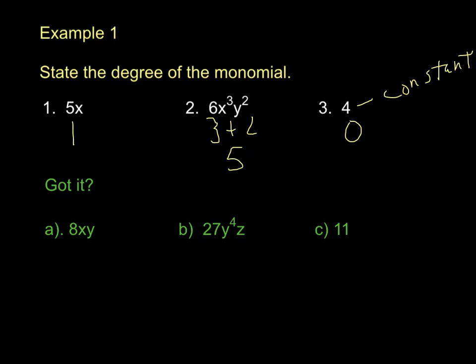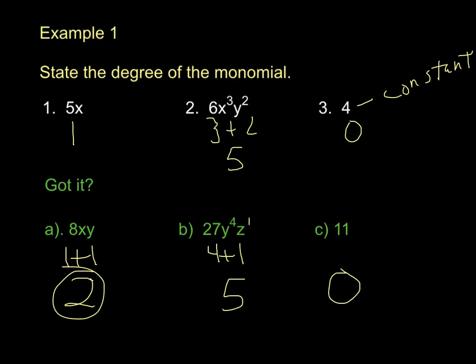So what I would like you to do is to pause the video, and I would like you to try these 3 guided problems in your notes. Try them, then play the video and see what the solutions are. For A, we've got x and y. They each have a degree of 1, so when I add those two degrees together, I get a degree of 2. In B, 27y to the 4th z, well, remember the z has an exponent of 1, so I'm going to add those two exponents together, and I get a degree of 5. And in C, we have a constant 11, and remember, any constant has a degree of 0. So hopefully you were able to do those 3 problems and get those correct.